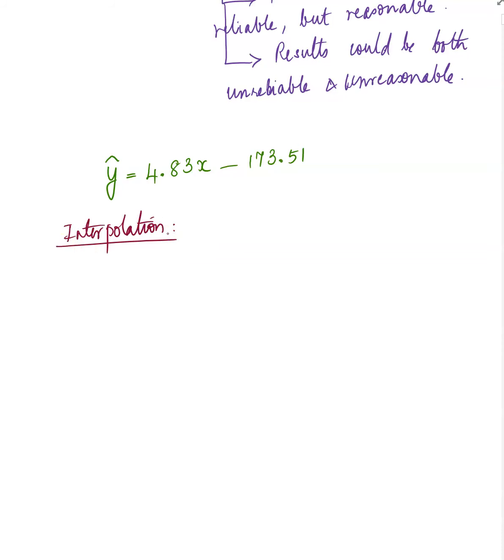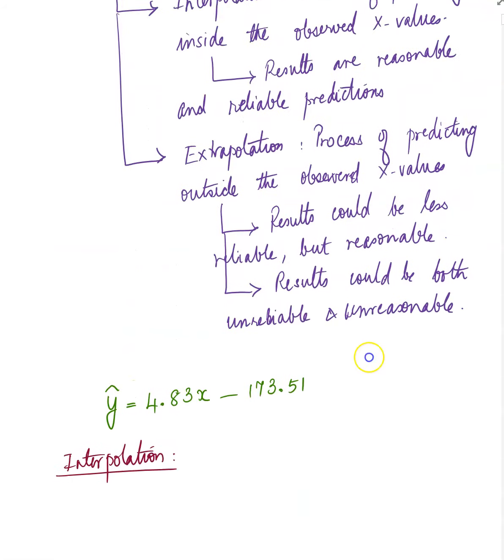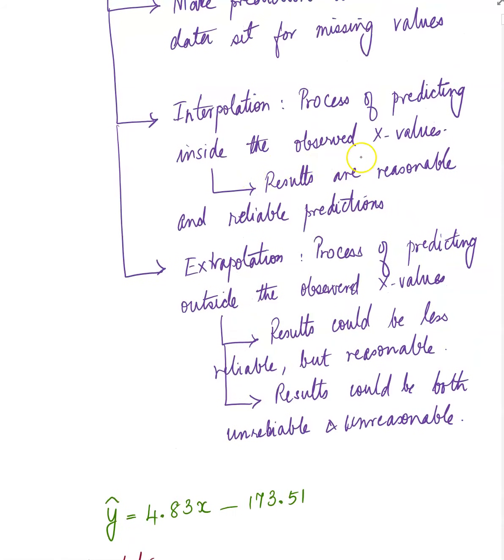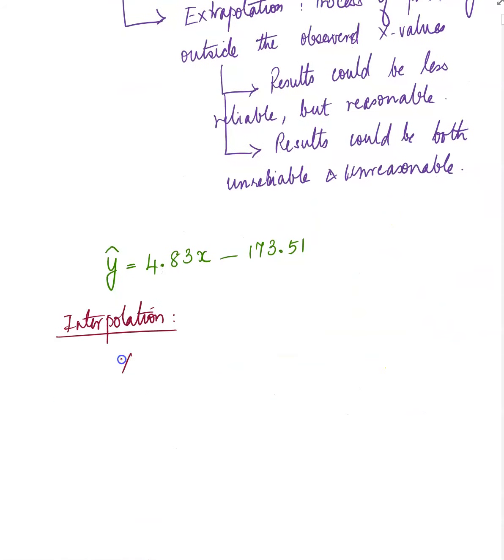And interpolation is a process where you predict inside the observed x values. The x values, we saw, ranged from 65 to 75. So you have to stay within these x values, and for anything that's missing within them, that is what we will interpolate. Interpolation is reliable and reasonable, so we like to do that. So let's get a prediction for when x is 73.